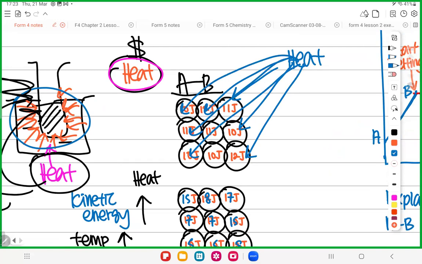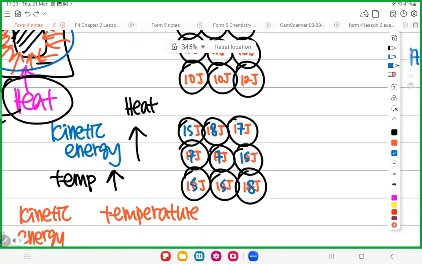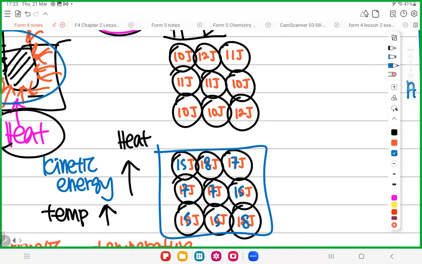So when the heat goes inside, it means I put more and more energy inside the particles. True or not? Heat is a form of energy. I put extra energy in you. So when we put energy in the particle, you can see the particle now has more energy. Am I right? See? 10 joules now becomes 15, for example. 11 joules maybe now becomes 17. Yeah, they will have more and more energy.